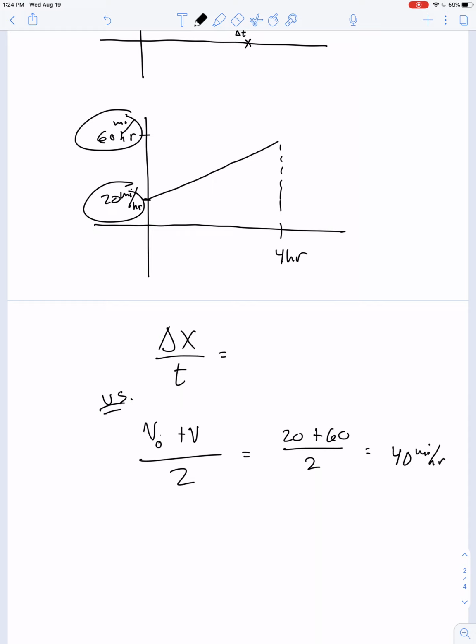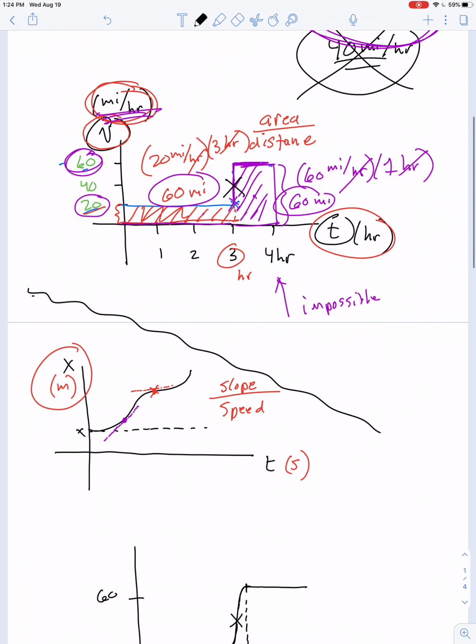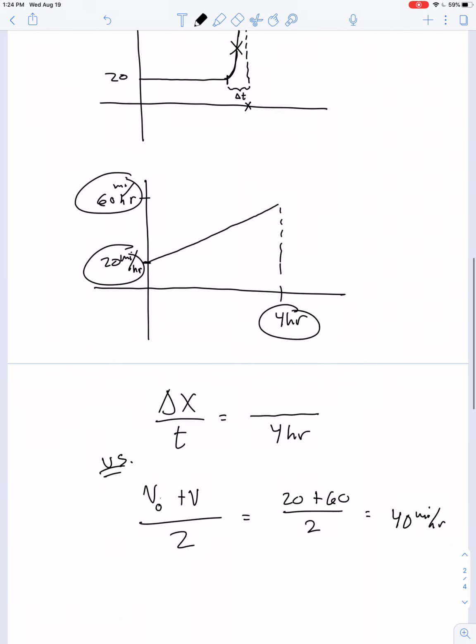Now let's do delta x over t. Well, I know t is 4 hours. I don't know the distance traveled, but if you take my word for it, that whenever you make a graph of velocity versus time, the area is a way of indicating the distance traveled, then let's find the area under this graph. Let's divide it up into two parts. Let's find the area of the rectangle and add to that the area of this triangle.